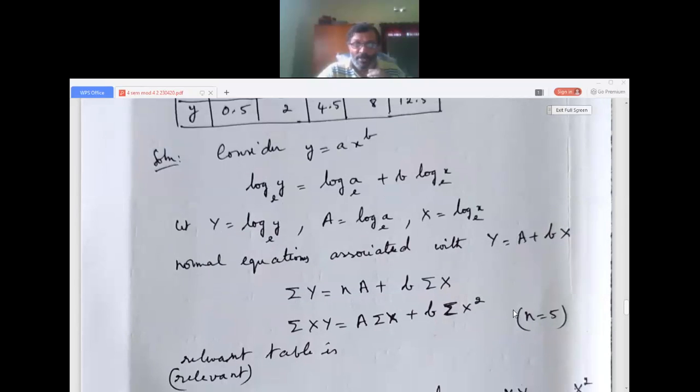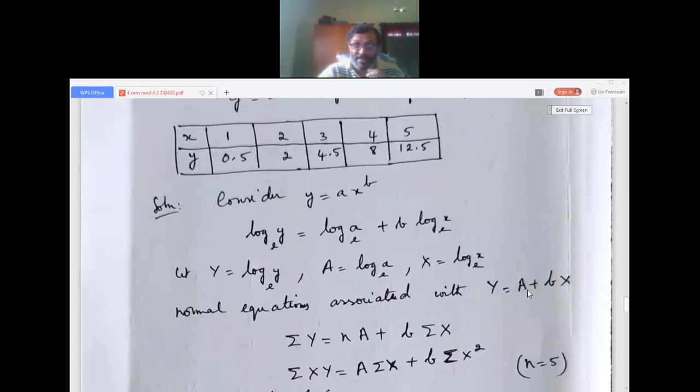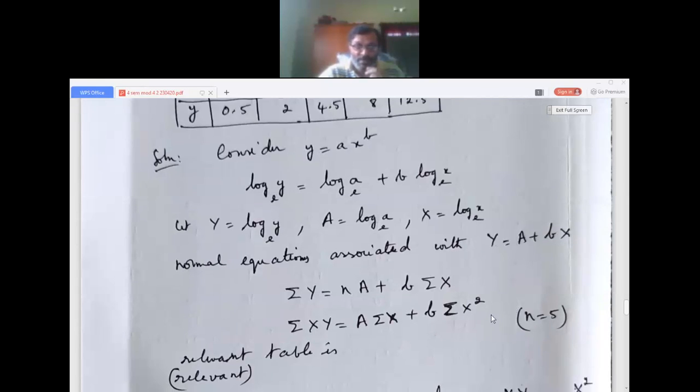How to write the normal equations: sigma Y equals NA plus b sigma X. First you write NA. N is the number of inputs, 1, 2, 3, 4, 5, so 5. Then multiply by X: this will be XY, this will be AX, this will be bX squared. Then apply the summation: sigma XY equals A, a constant, outside sigma X plus b sigma X squared. So n equals 5. Now we make the relevant table.